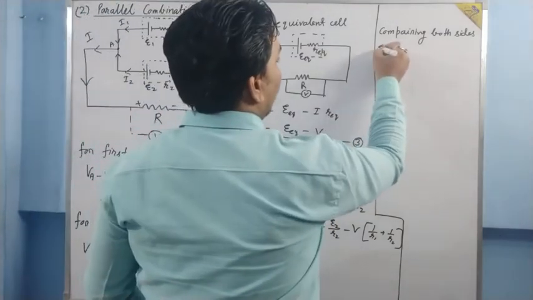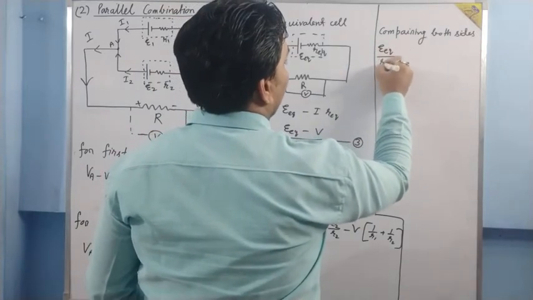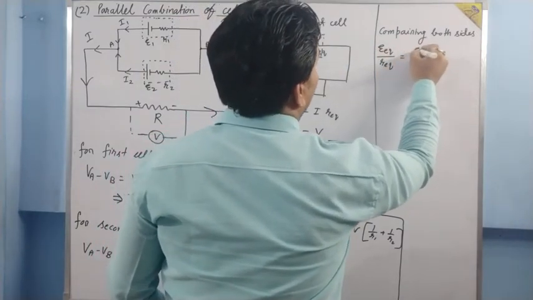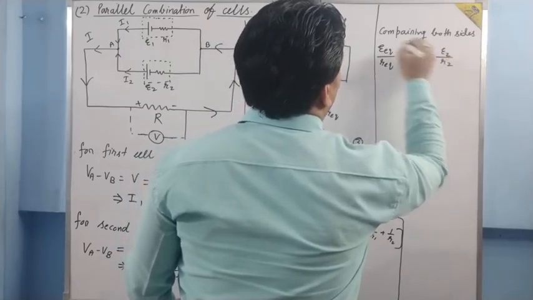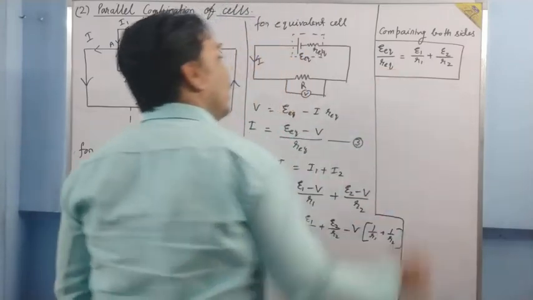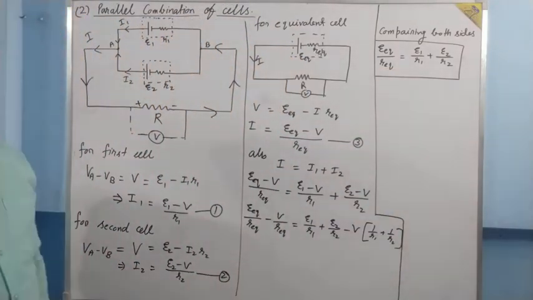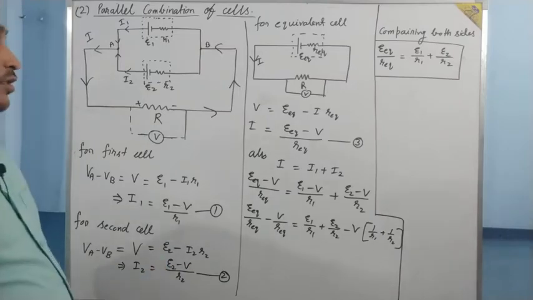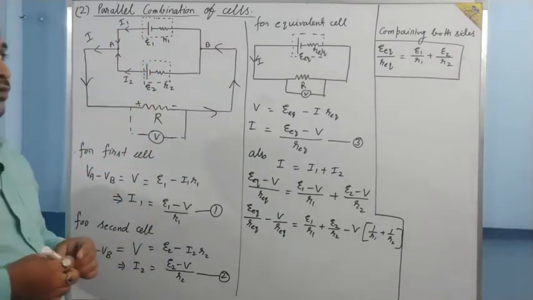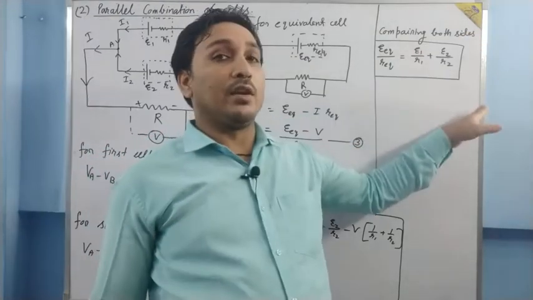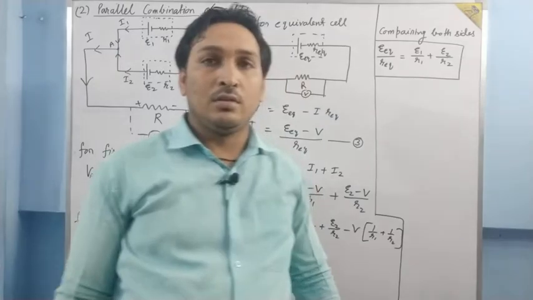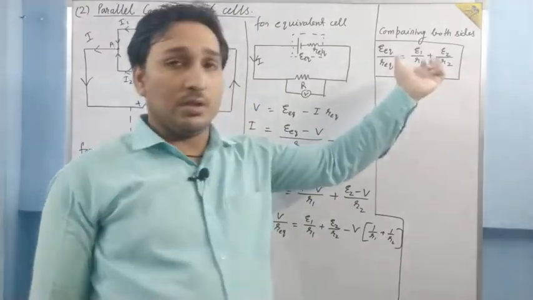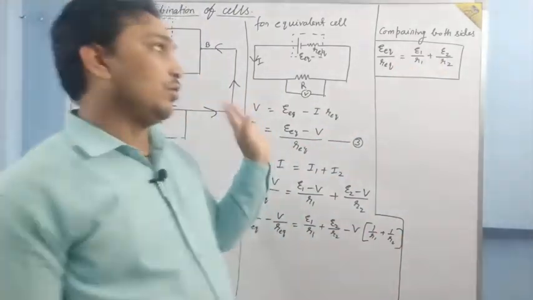So what should we write? E equivalent upon R equivalent is equal to E1 upon R1 plus E2 upon R2. This is the formula for E equivalent and R equivalent. This is why I am saying this is a formula, because you can generalize it. Suppose 3 cells are there, then plus E3 upon R3. If 4 cells are there, again one more is added, E4 upon R4. Is it clear? So this can be generalized, although this is not the formula for 2 cells, which is something else.